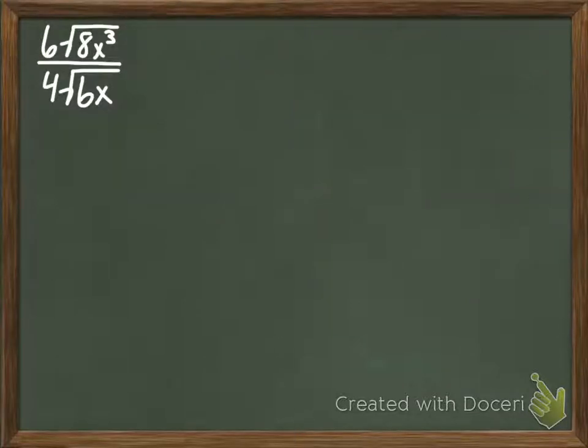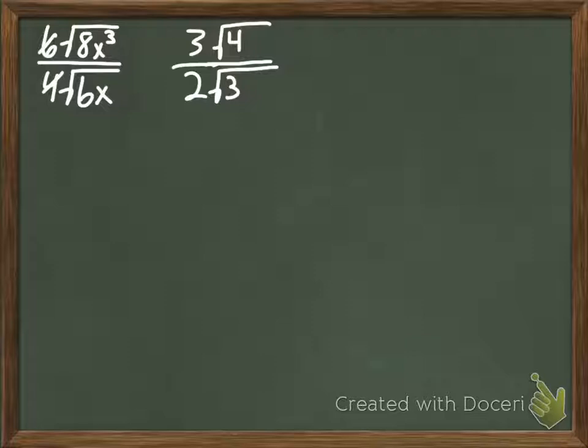One more example, this one's just a little bit more complicated. 6 square root 8 x to the third over 4 square root 6x. Look at the outside numbers. We can simplify this 6 and the 4. They break down into a 3 and a 2. We look under our square root, we can simplify as well. We can divide both 8 and 6 by 2, and we get 4 and 3.